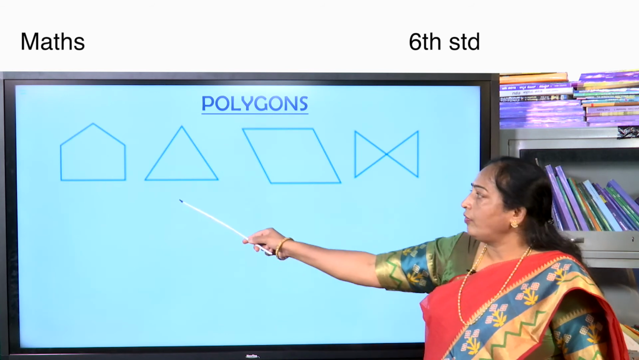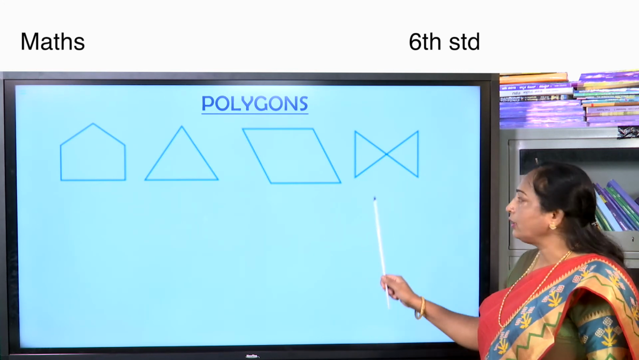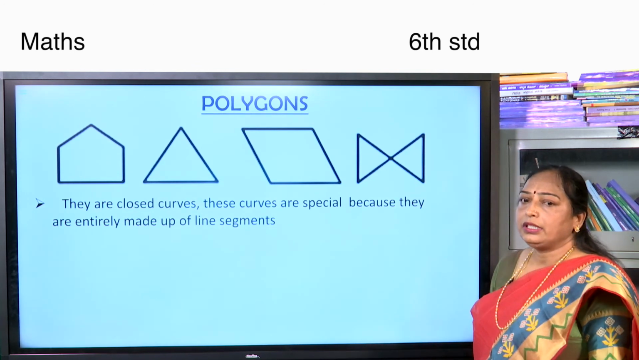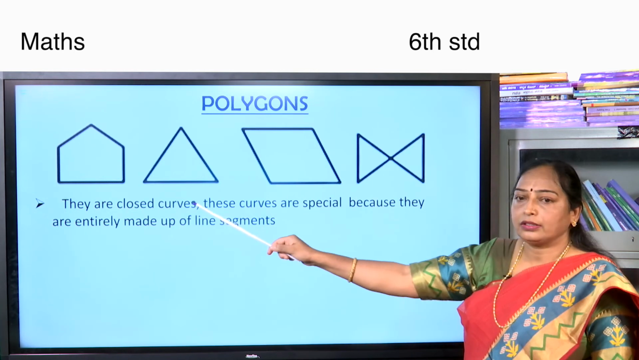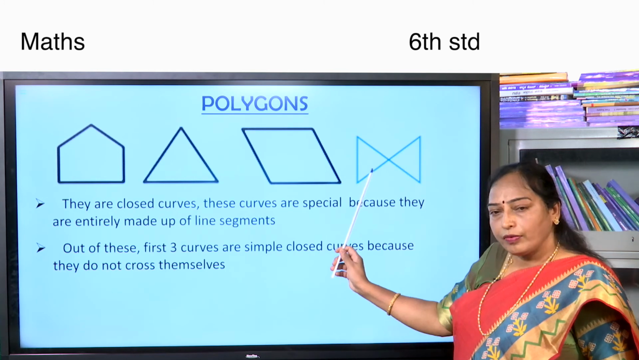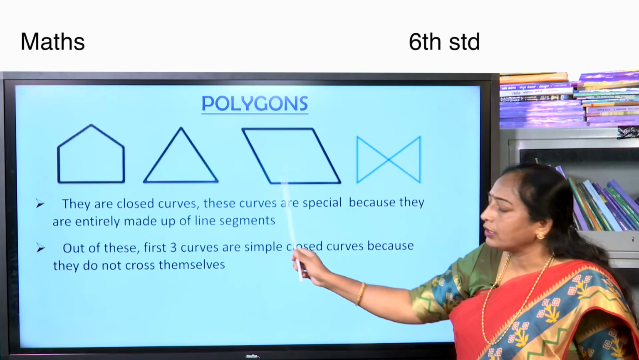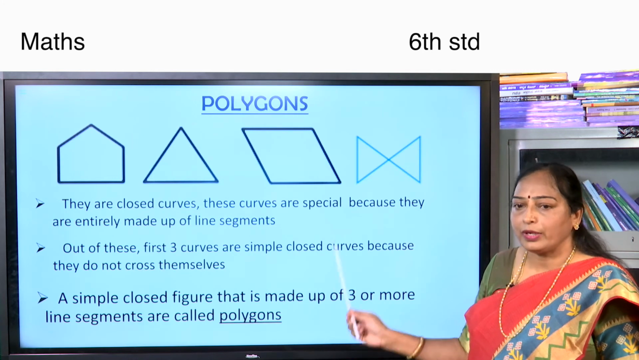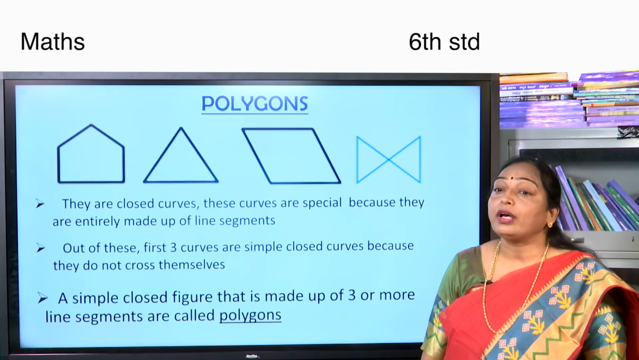Look at these figures. First three figures are not crossing anywhere at any point, but fourth one is crossing at a point. They are closed curves. These curves are special because they are entirely made up of line segments. All four curves are made up of line segments. Out of these four, first three are simple closed curves because they do not cross themselves. A simple closed figure that is made up of three or more line segments is called a polygon.